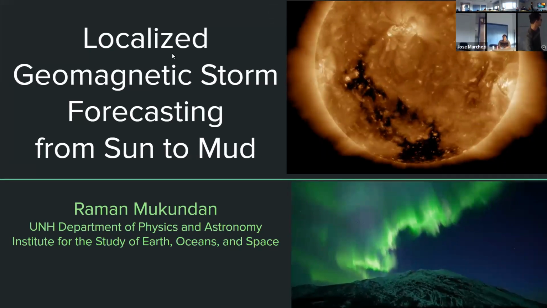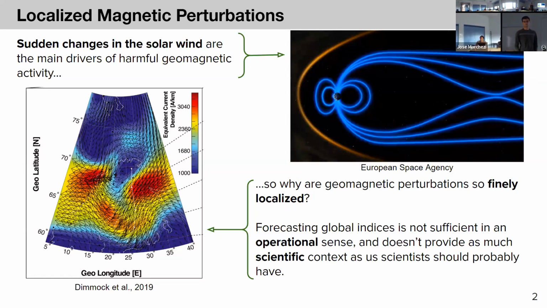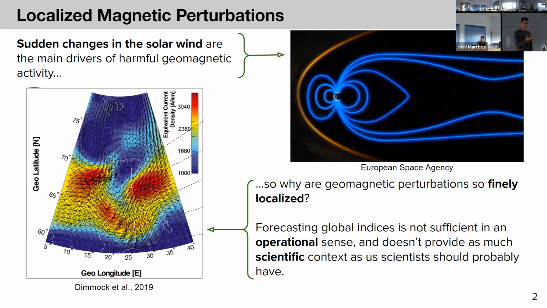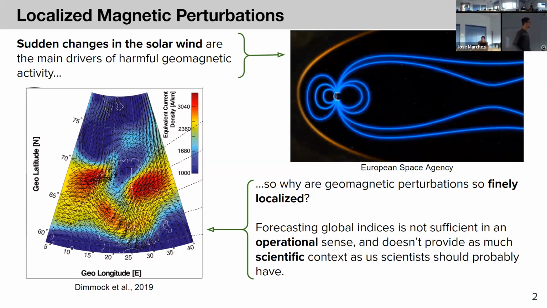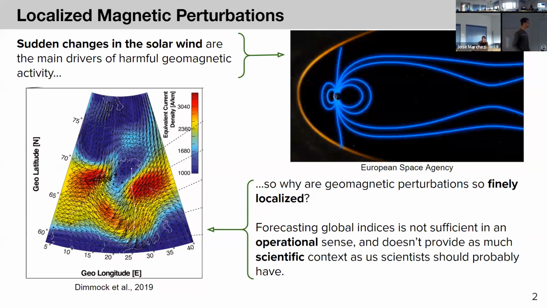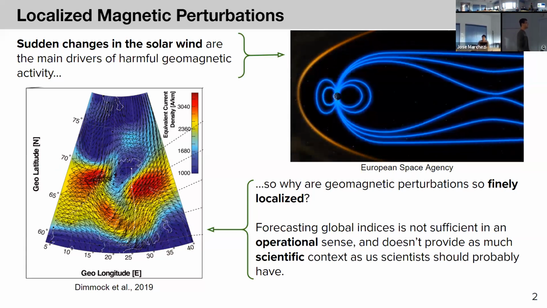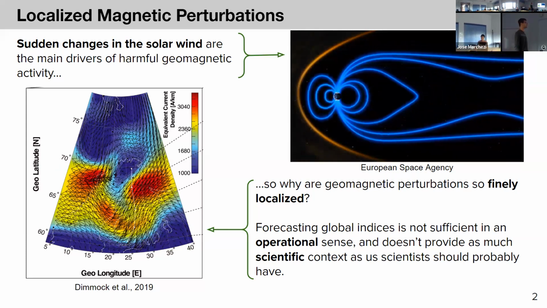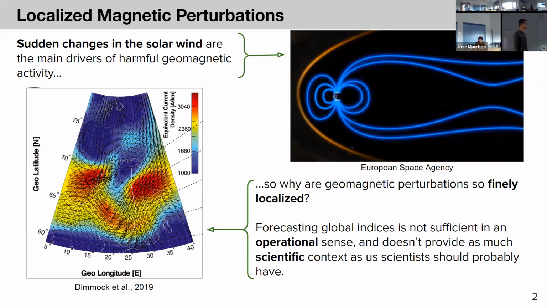All right. So I'm talking about magnetic perturbations. This specifically, changes to the Earth's magnetic field caused by solar wind impulses. That's the primary driver anyway. And you have seen this diagram on the top right probably hundreds of times. And that is a good depiction of the main processes that go on.